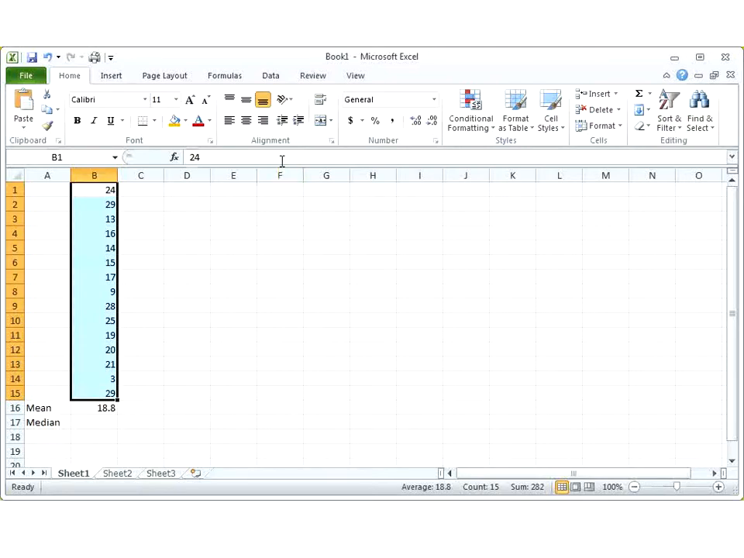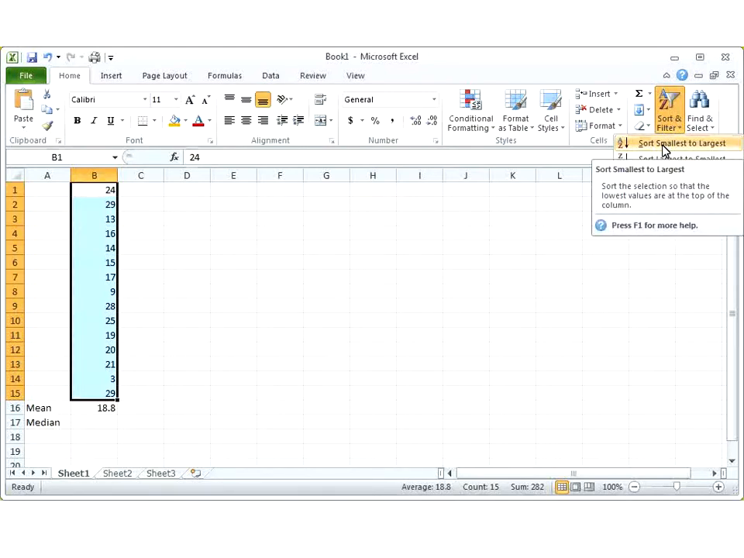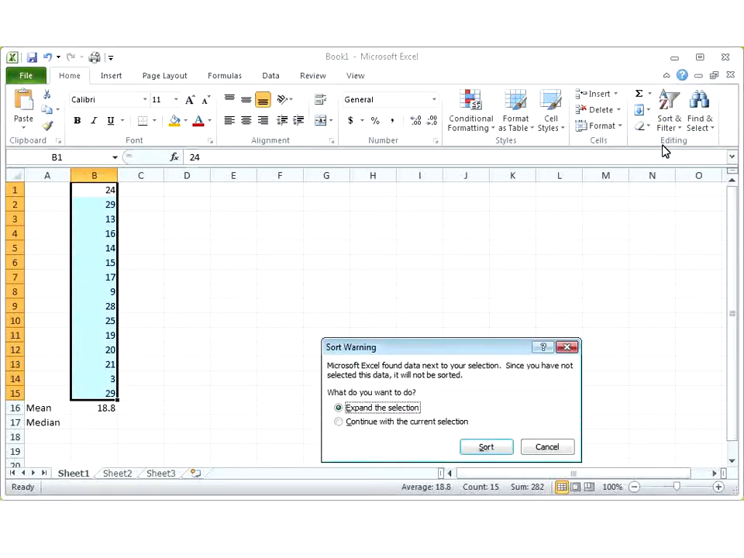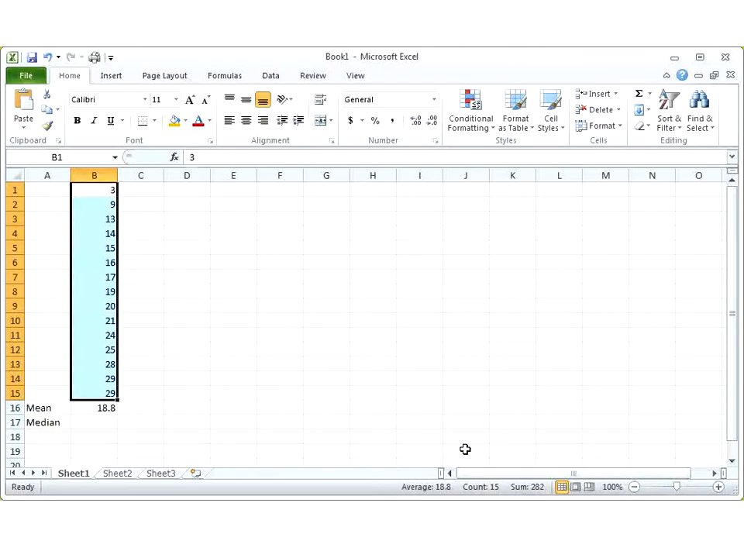Now, they're not in order, are they? Does anybody see anything up there that might tell us how to put them in order? Look at the buttons up at the top. What do you see up there that might help us put those in order? Sort and filter. Try that. We want it from smallest to largest. Sort. Continuous selection, we don't want to expand it because we don't want to include the mean, right? Nope. Okay, now look at that.